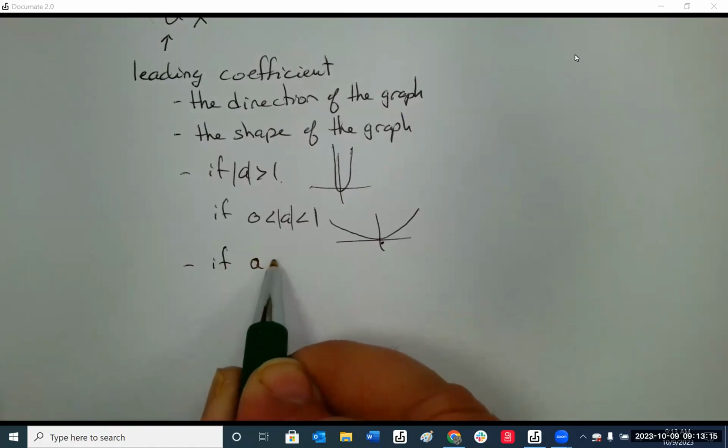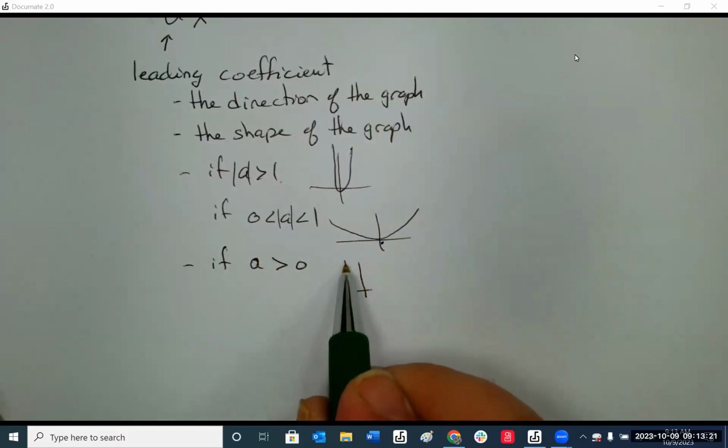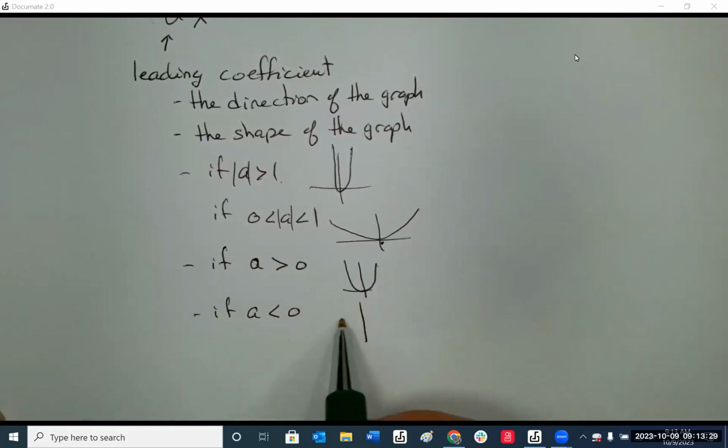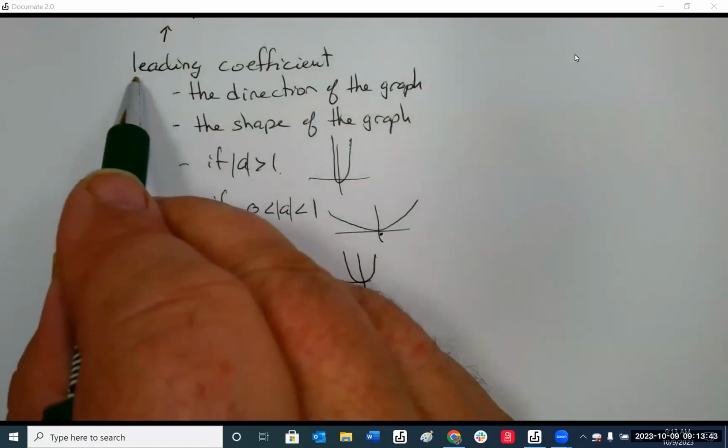If the value of a is positive, it opens up. If a is negative, it opens down. So that's what the leading coefficient tells us.